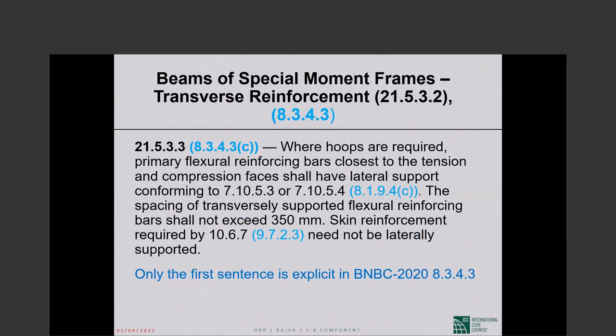Now, I said only the first sentence is explicit in BNBC 2020. The rest of it is not explicitly stated. But this is kind of important. I would say it again. The beam bars in the plastic hinge region must be confined like column bars.